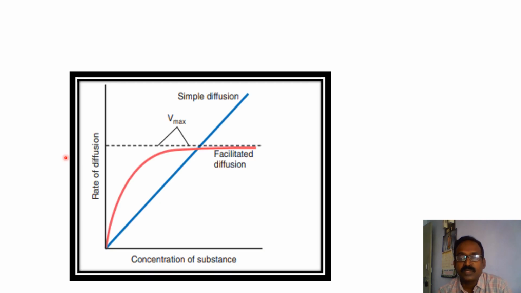This graph depicts the difference between simple diffusion and facilitated diffusion. The blue line is the simple diffusion. The rate of diffusion is directly proportional to the concentration of the substance. This is a direct relationship. But facilitated diffusion is depicted by the red line. It has a maximum transport, called Vmax. Once the transporters are fully utilized, the transport is at its maximum. So this is the difference between facilitated diffusion and simple diffusion.